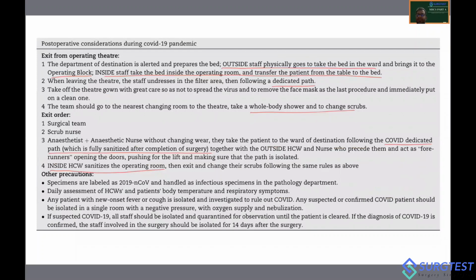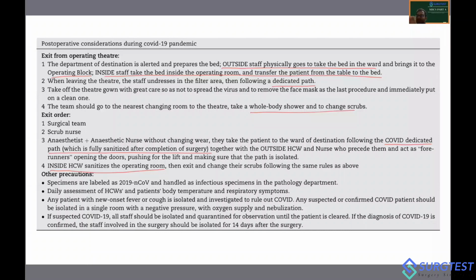The basic idea in the postoperative period is that there should be a designated pathway. The path from the OT to the surgical ward should be very clear and should be disinfected after the patient is transported. Initially we spoke about two teams, the outside team and the inside team. Here's where the role of the outside team comes in. The outside team goes to the ward and brings the bed to the OT complex. The inside team takes the bed from the OT complex into the OT.